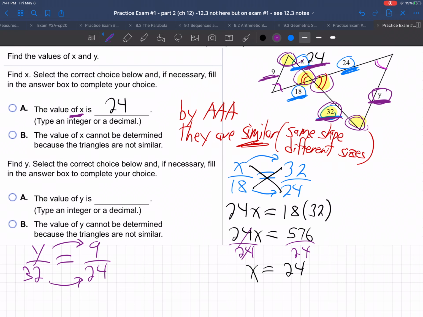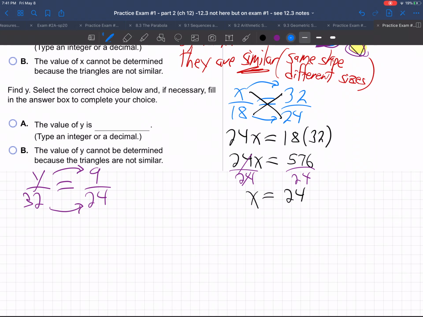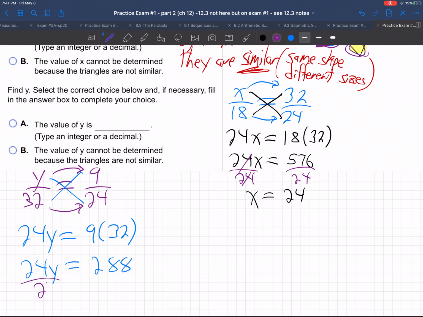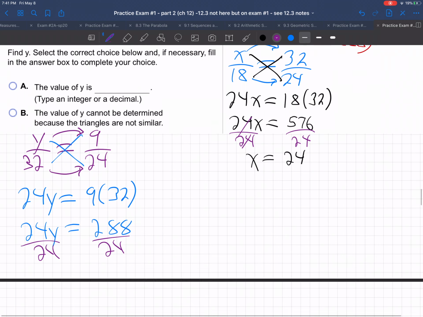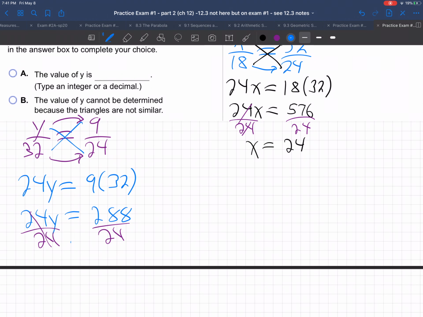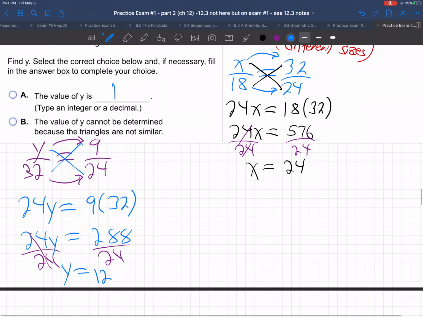Doesn't he? All right, let's solve it. Diagonal, diagonal. 24 times y is 9 times 32. Use your calculator. I'm using mine. 9 times 32, 288. All right, divide by the 24. Boom. y equals, it's coming out 12. y must be 12 on that one.